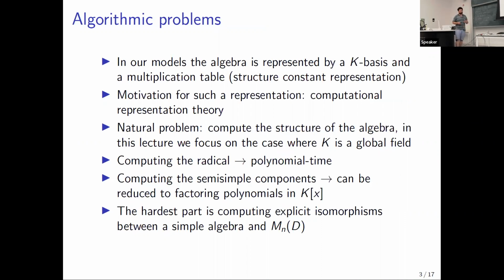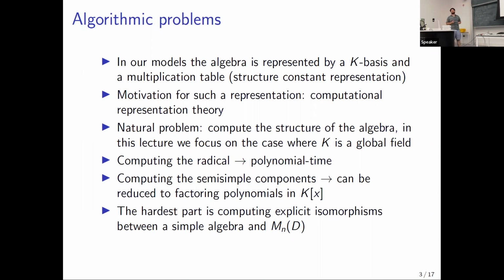From a computational perspective, we want to compute the structure of an algebra. But how is our algebra given? That's not quite obvious. There are various ways of representing an algebra. There's a particular simple way that we'll be mostly using here. Namely, one is given a K basis of the algebra, and the multiplication table.